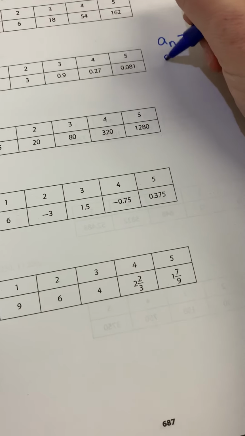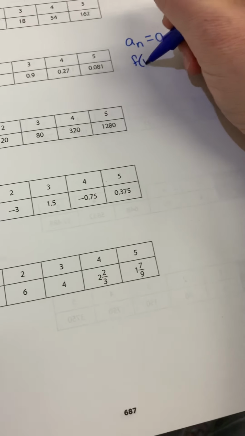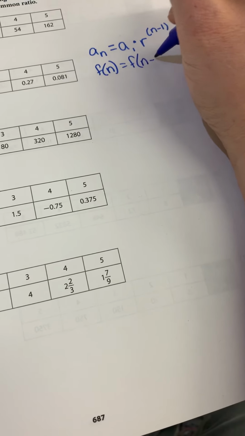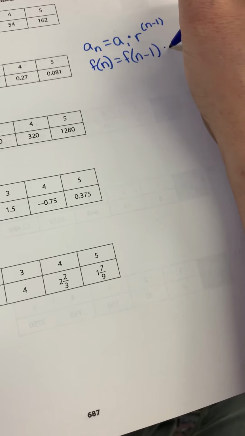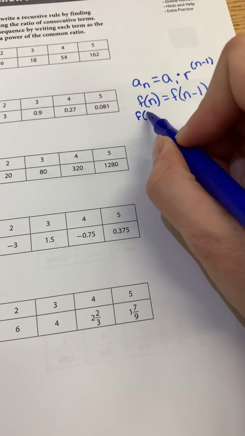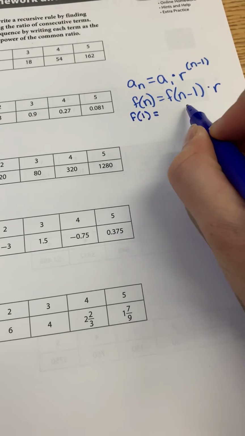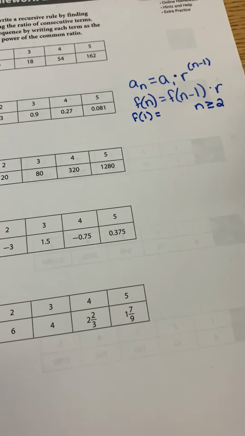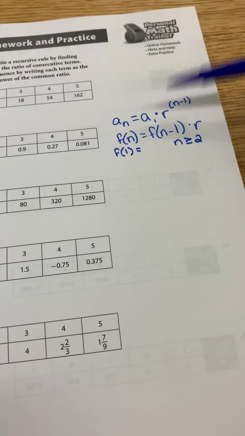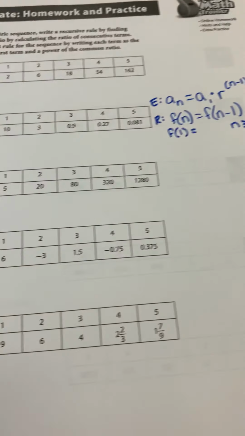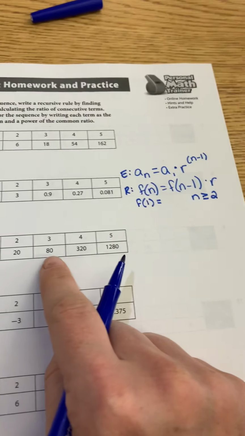So, and then I have f of n equals f of n minus 1 times r. And you have to give your first term, and this only works for terms after the first term. So this is explicit, and this is recursive. Okay.